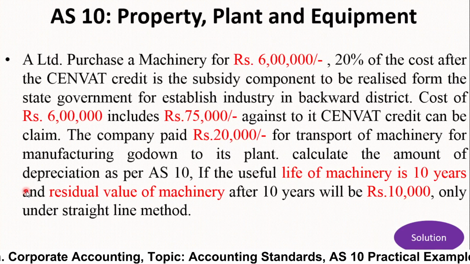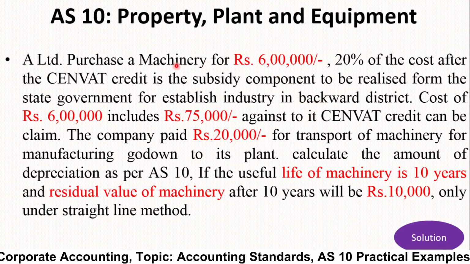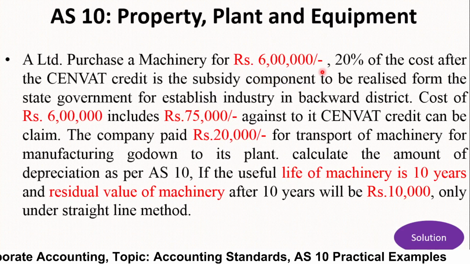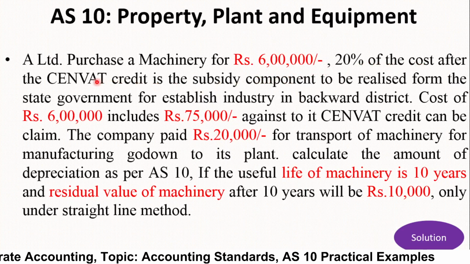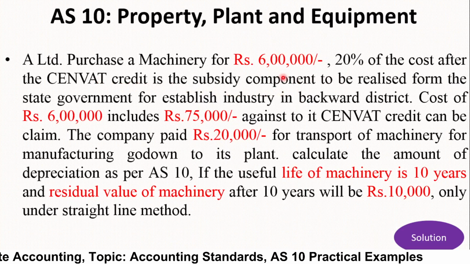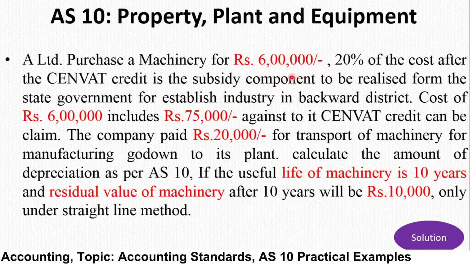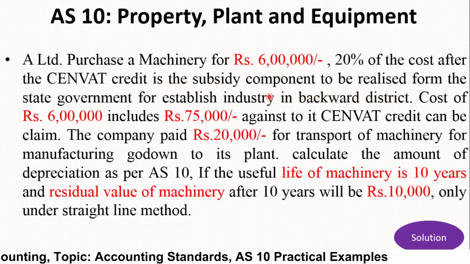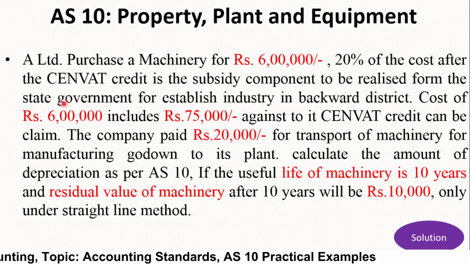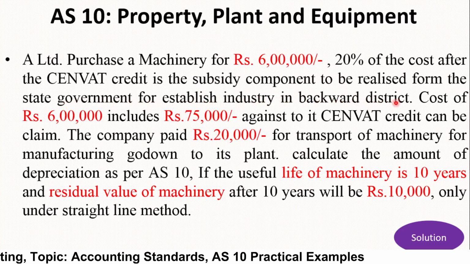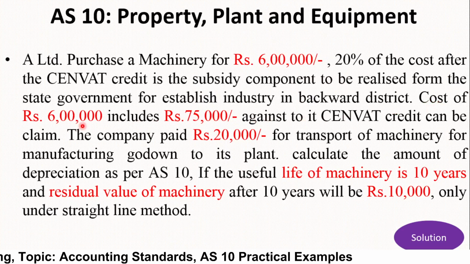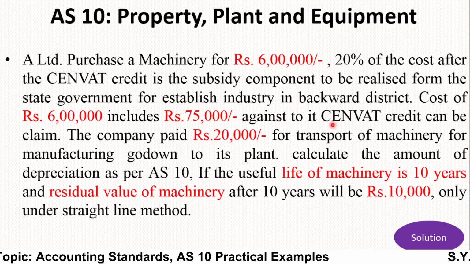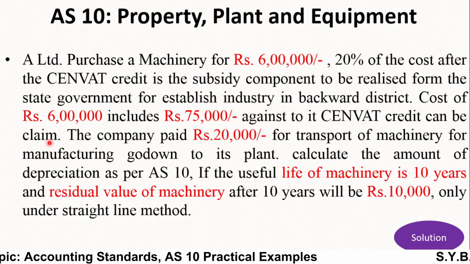So, the example is very easy. Here you can see the company is going to purchase a machinery for rupees 6 lakhs. 20% of the cost after the SENVAT credit is the subsidy amount. So, 20% of 6 lakhs will be a subsidy amount, and it is given just because you are going to establish the industry in the backward area. The cost of the machinery is rupees 6 lakhs, which includes 75,000 against its SENVAT credit and can be claimed.